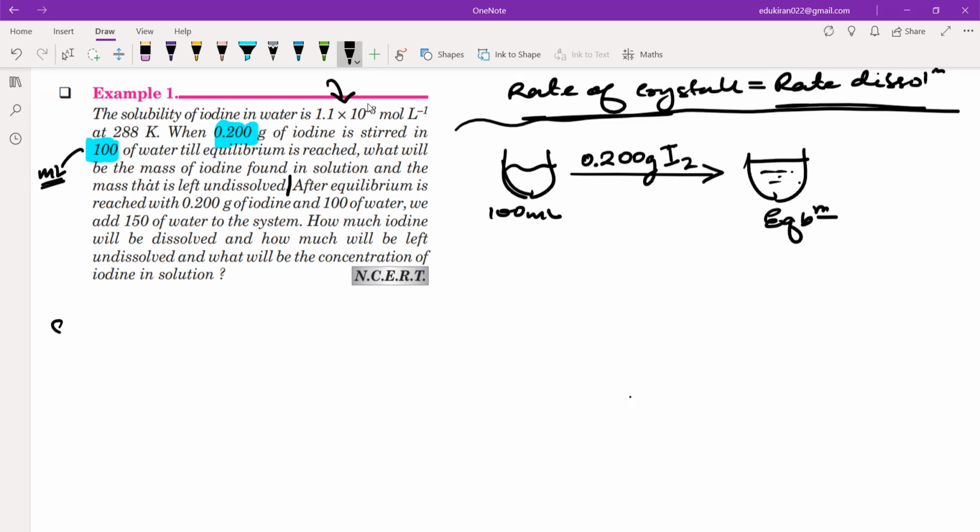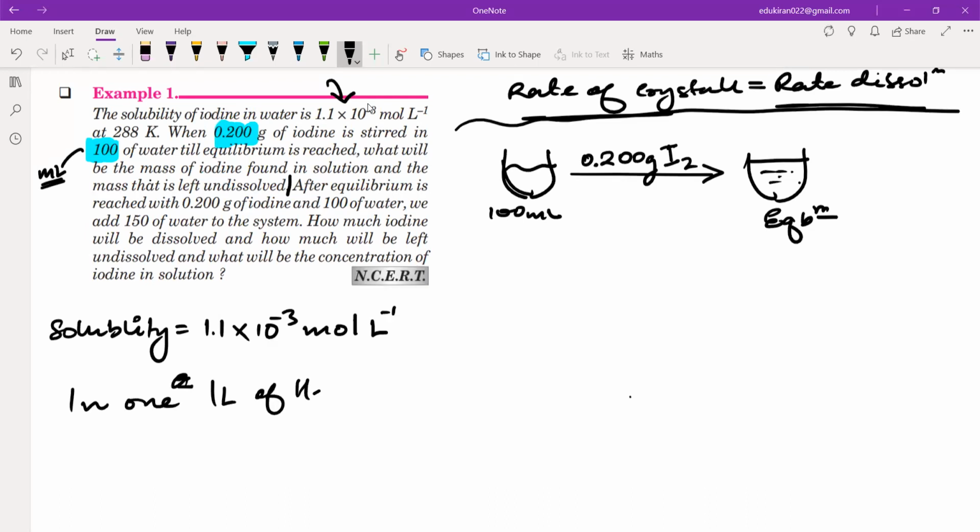We have said the solubility is equal to how much? Solubility is equal to 1.1 into 10 to the power minus 3 moles per liter for iodine. That means in 1 liter of H2O, 1.1 into 10 to the power minus 3 mole of I2 can be dissolved.